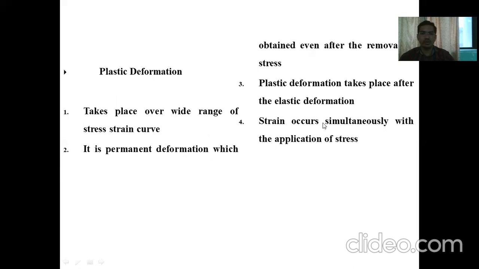This is also an important point. Strain occurs simultaneously with the application of the stress. It means as we increase the stress, the material will get deformed. That is the plastic deformation, and ultimately we will get the strain value there.